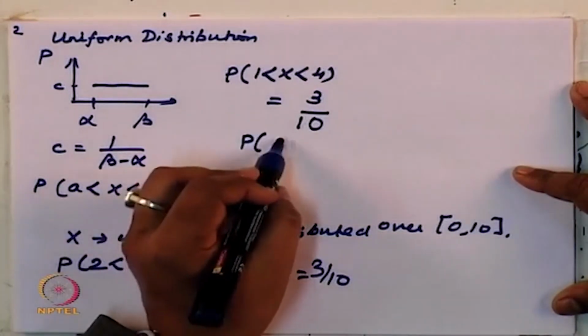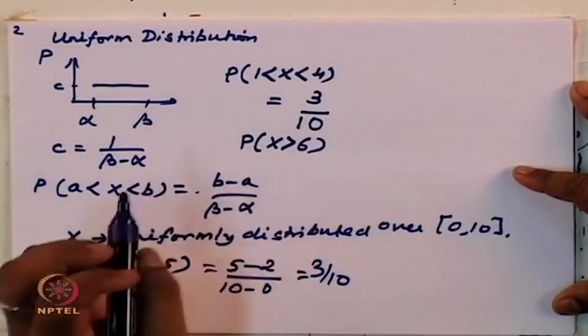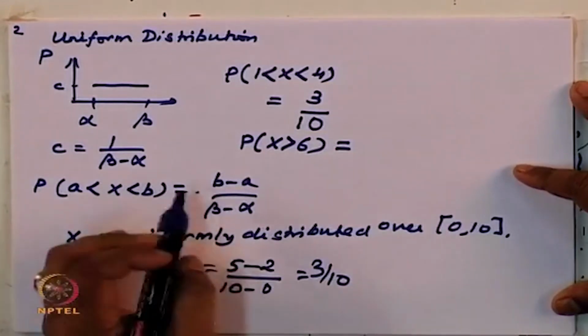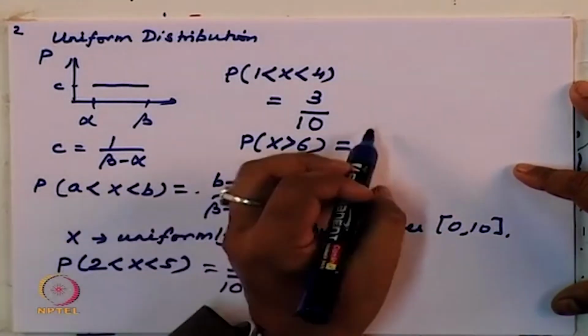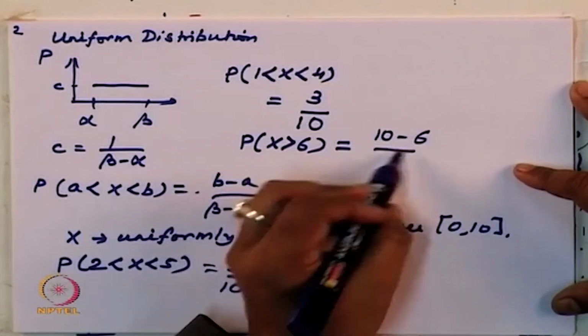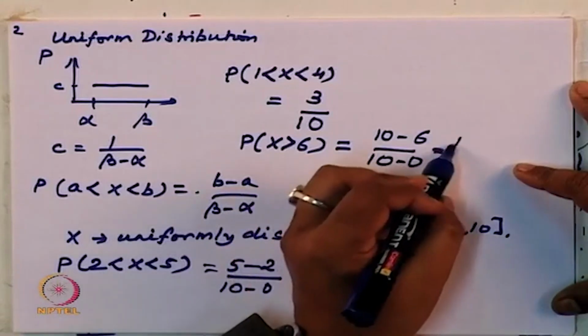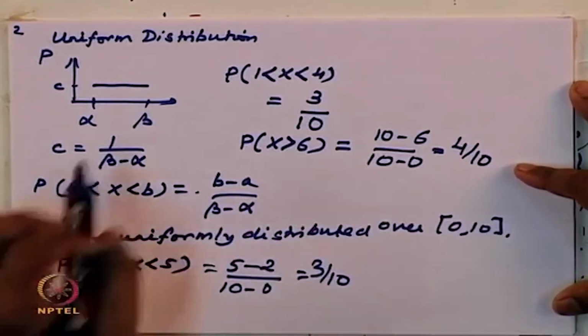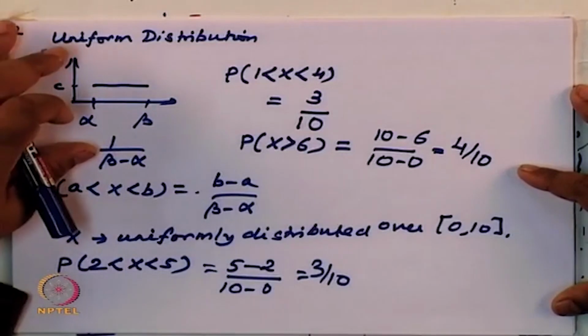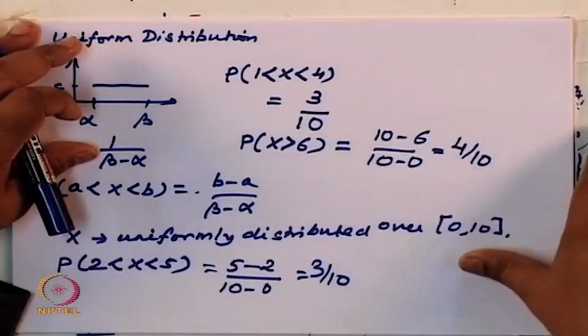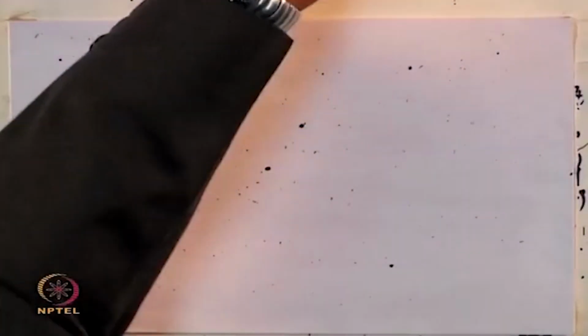What is the probability of x greater than 6? Since you can go from 6 to 10, x greater than 6 would be 10 minus 6 by 10 minus 0, which is 4/10. So, you see how you can make use of the uniform distribution to calculate each of these probabilities. Let us take one more example.